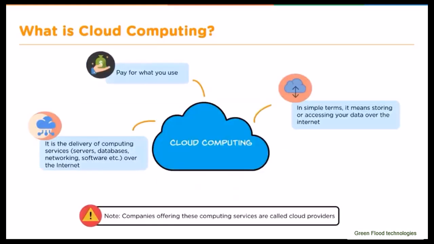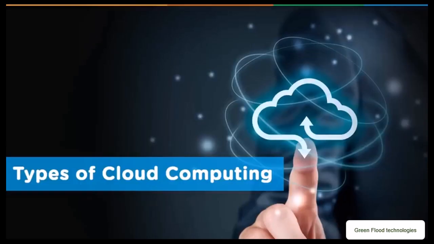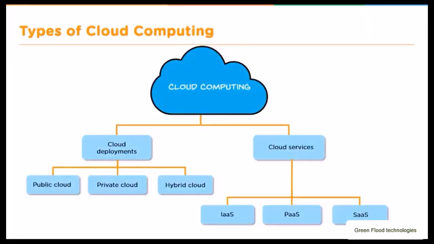One of the following three types of cloud infrastructure is used. Types of cloud computing: we have cloud deployments and cloud services. Cloud deployments can be classified as public cloud, private cloud, and hybrid cloud, and cloud services, on the other hand, can be infrastructure as a service, platform as a service, and software as a service. Let us see one by one.